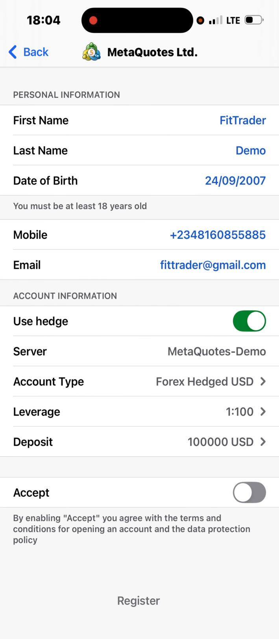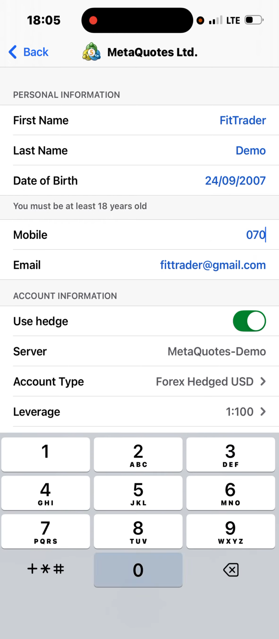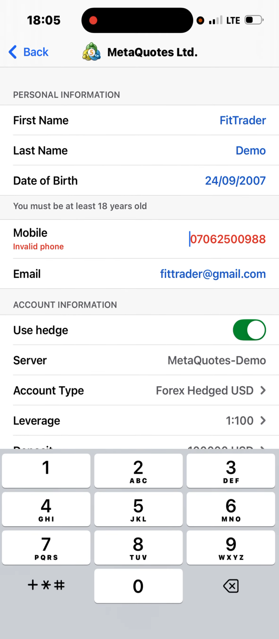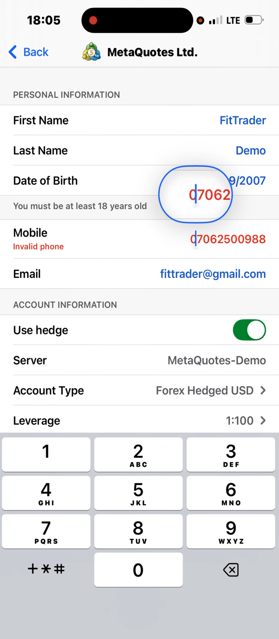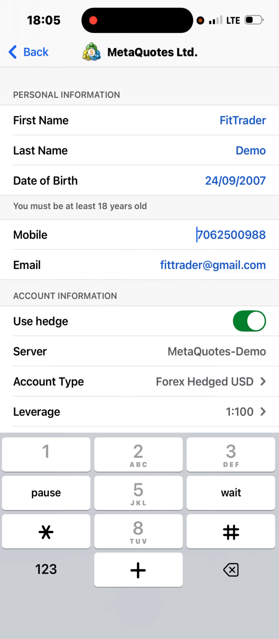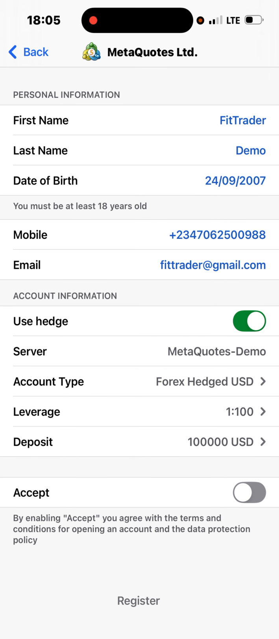For this example, I'm going to be using a fake trader name, the last name as demo, the date of birth I'll leave like that, the mobile number 070 as that, and the email as that. Okay, I think for the phone number you have to put a plus, the Nigerian code. So the server is MetaQuotes demo.